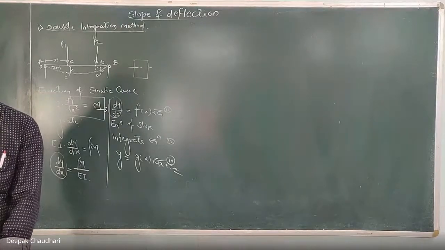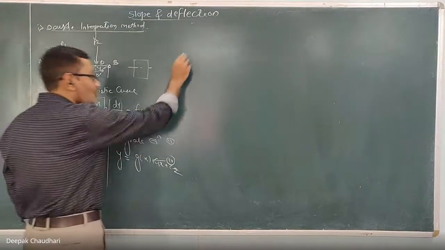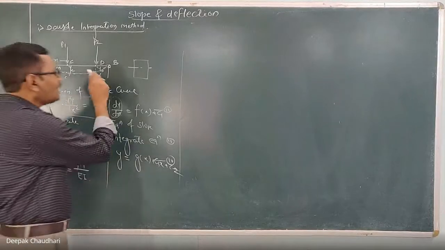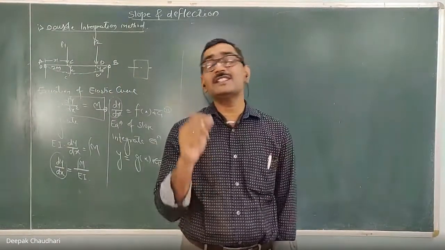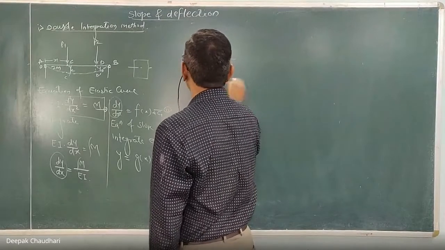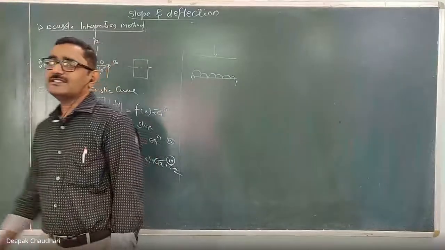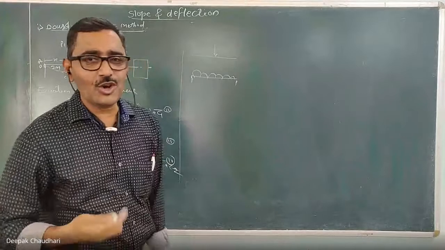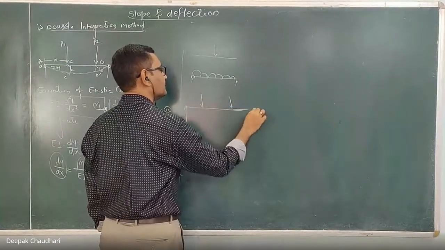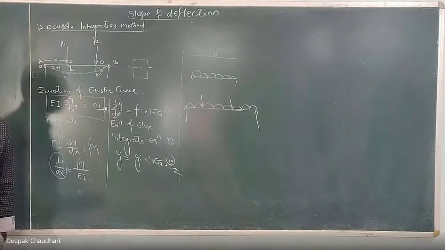Now, the drawback of this double integration method is that we can use it only when a continuous loading is there. It's only when a single point load is there, or when a UDL is there. But when the load structure is somewhat complex, even if you consider two different point loads and one UDL, then this double integration method becomes very tedious.